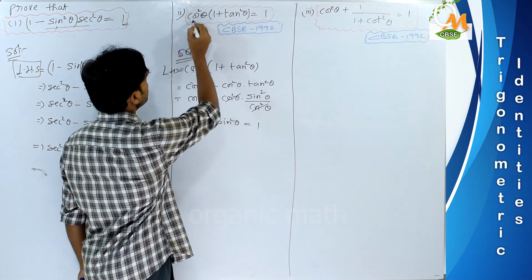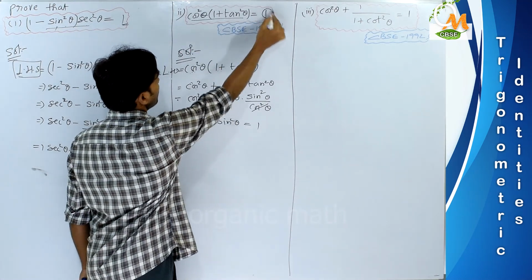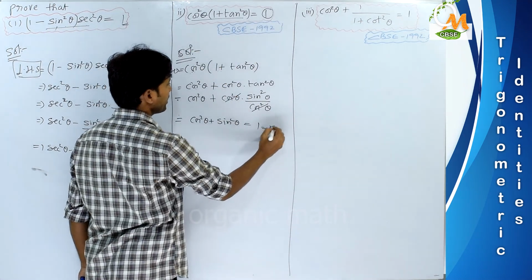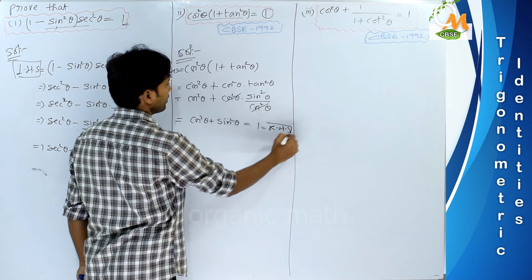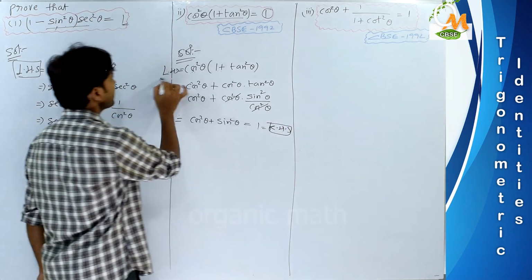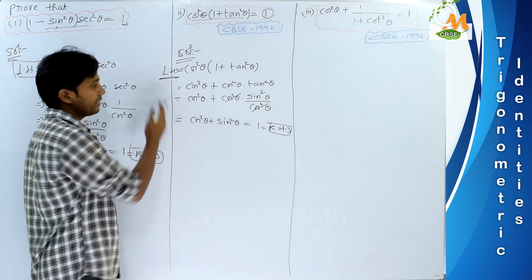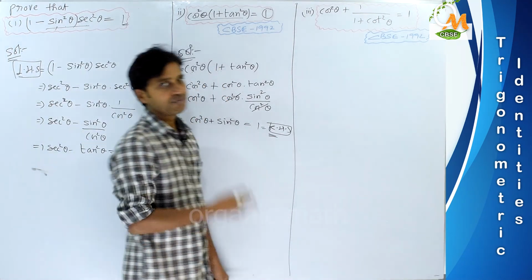So therefore here also we took LHS part and we obtained what? RHS part. So this is also RHS. Okay, so hence it is proved. We successfully took LHS and we obtained RHS. Like this we can prove it.